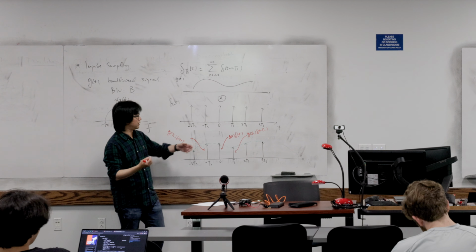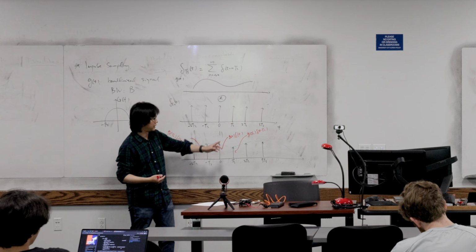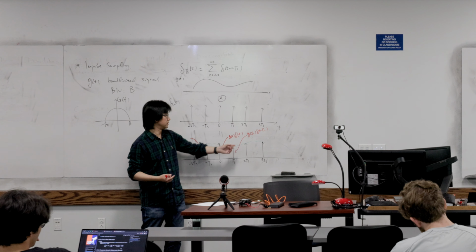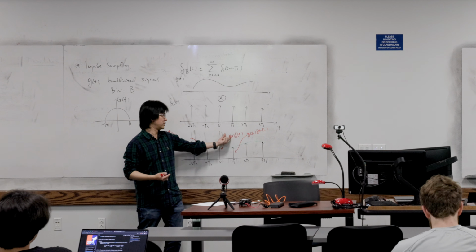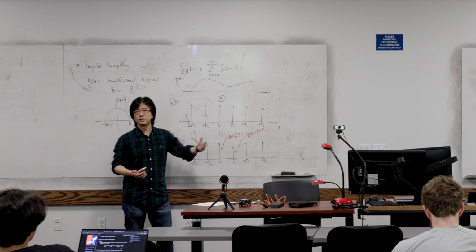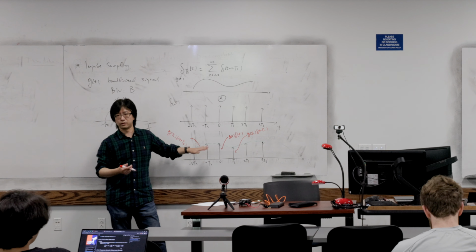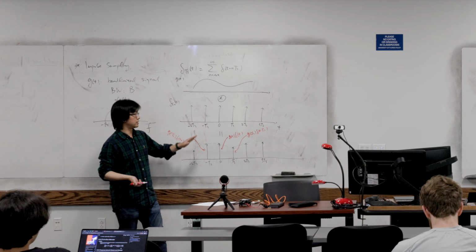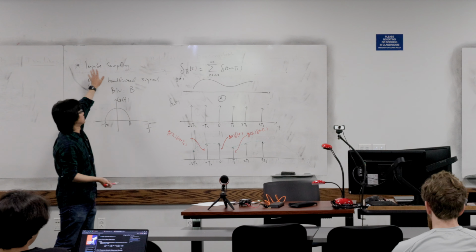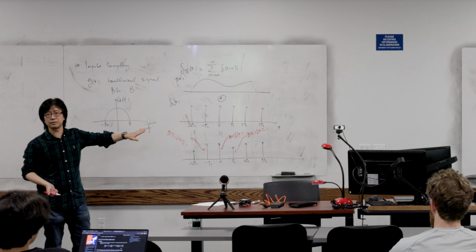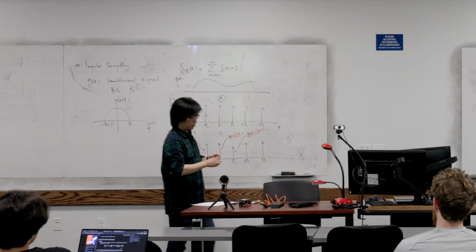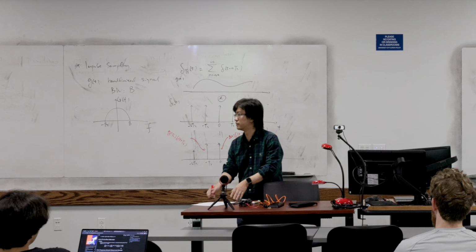The value is represented by the weight, but we need to multiply each of them by a delta signal. There's some mathematical advantage of doing this, as we're going to see later. But this is what we mean by impulse sampling, and this is a mathematical trick that we're playing. We define the sample in this way.